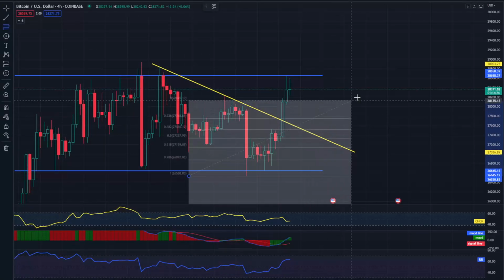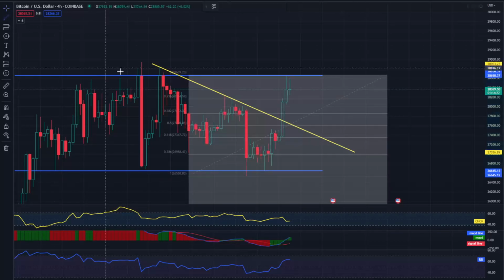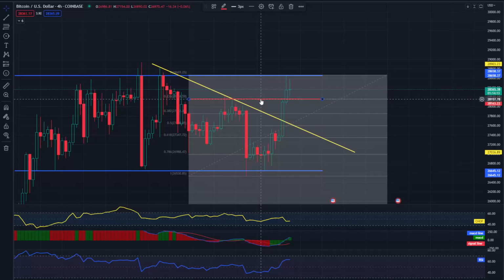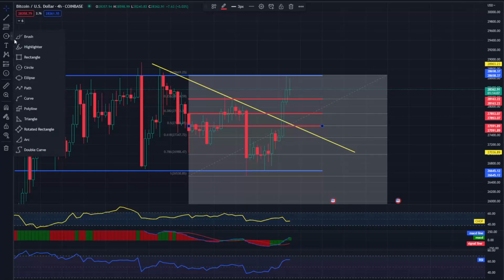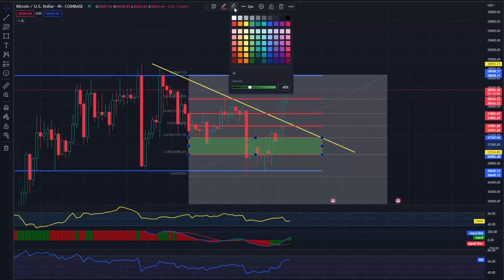Now we can move on to marking the places of support in the event of a correction. And here we see that we have the first support at the price of $28,163, the second support at the level of $27,853, the third support at the price of $27,592, and then it is worth marking the support zone from $27,347 to $26,982.